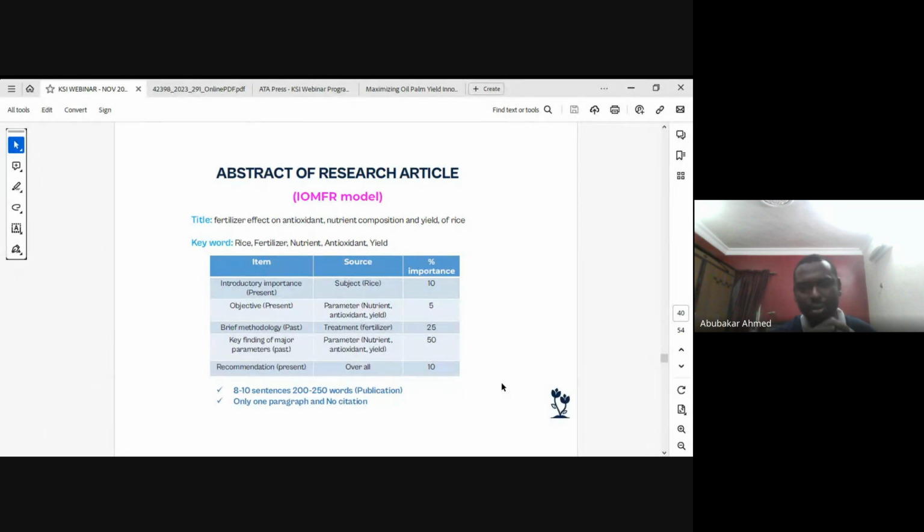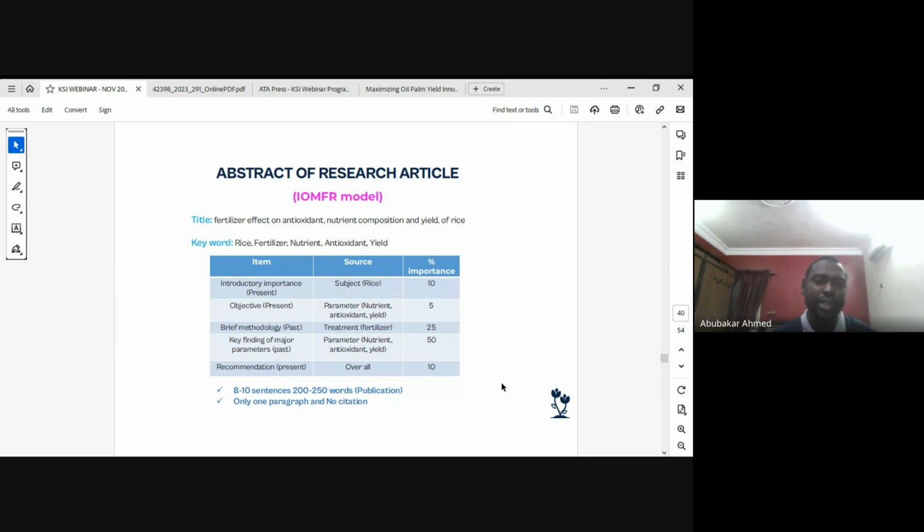First, for example, here we say fertilizer effect on antioxidants, nutrient composition and yield of rice. We know that rice is the subject of this study because rice is the focus. Last time we discussed keywords: keywords are words that stand alone and do not contain prepositions or supporting words like effects, efficacy, or on. These are not keywords; they are supporting words that make your titles stand alone.